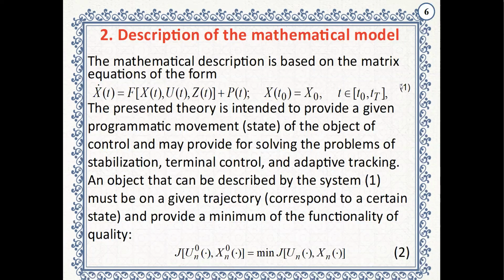The presented theory is intended to provide a given programmatic motion of the object of control and may provide for solving the problems of stabilization, terminal control, and adaptive tracking. An object that can be described by the system 1 must be on a given trajectory and provide a minimum of the functional of quality described by the system 2.